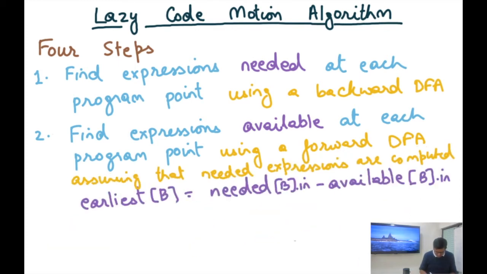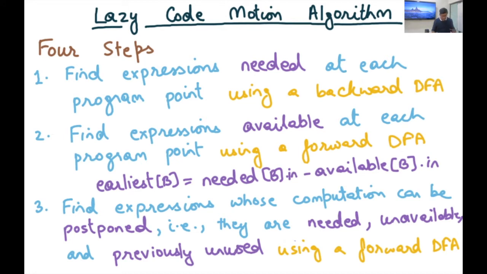I'm going to call this the earliest an expression can be computed. So earliest B is the set of expressions that can be computed at a basic block B if it is needed at the entry of B and it's not available at the entry of B. That's written as needed B.in minus available B.in. I think I have slightly miswritten the brackets here. It should be needed B.in minus available B.in. So this captures the fact that it is needed at a program point, but it is not available at that program point.